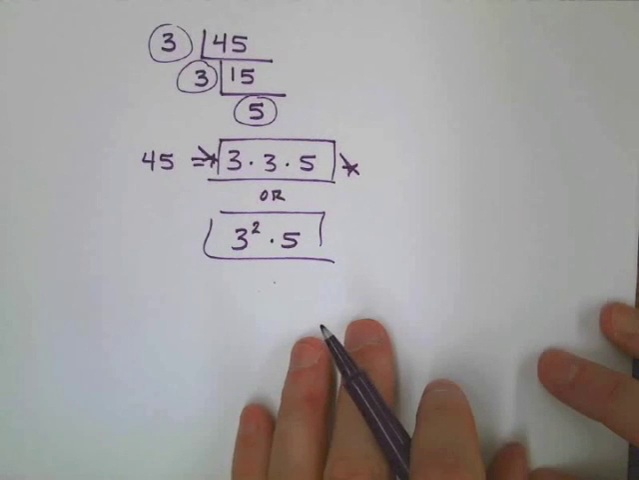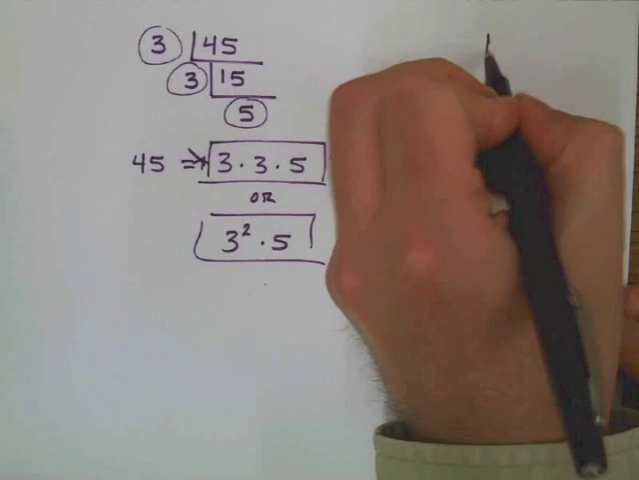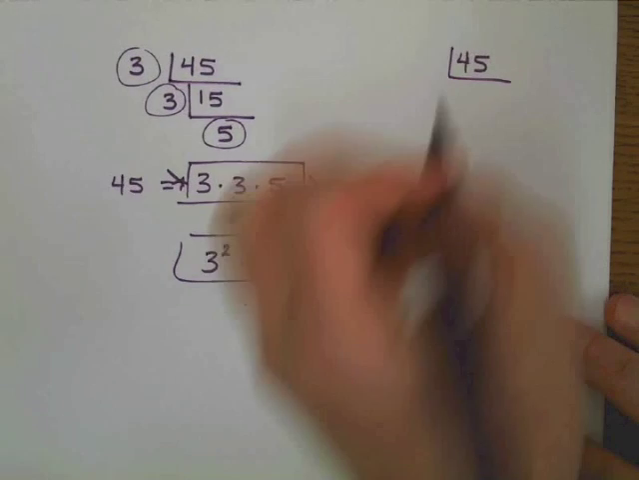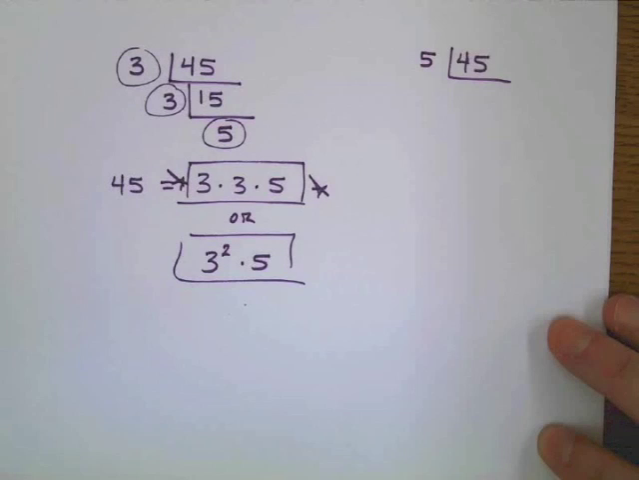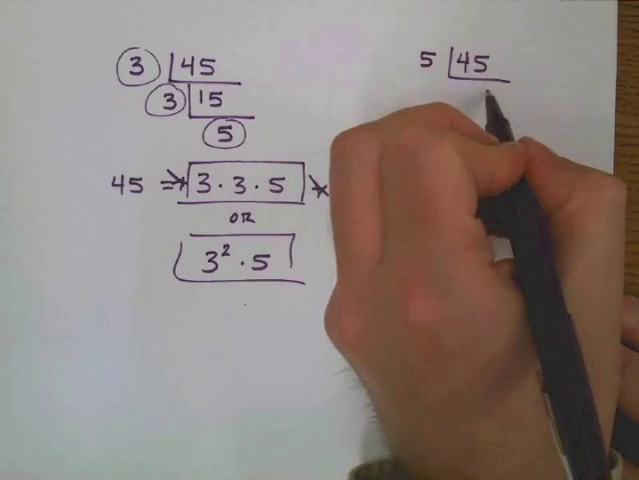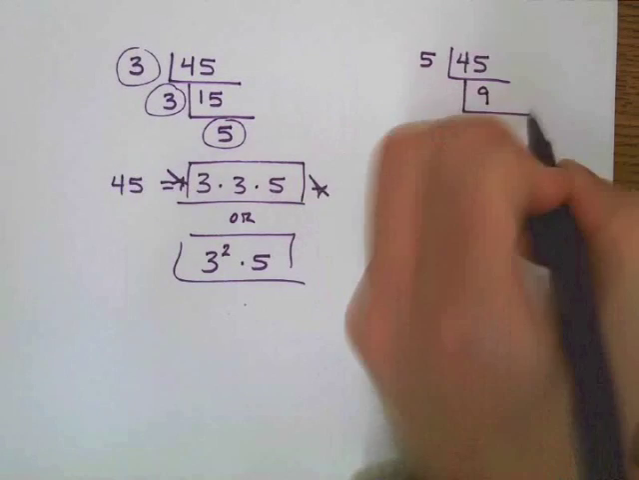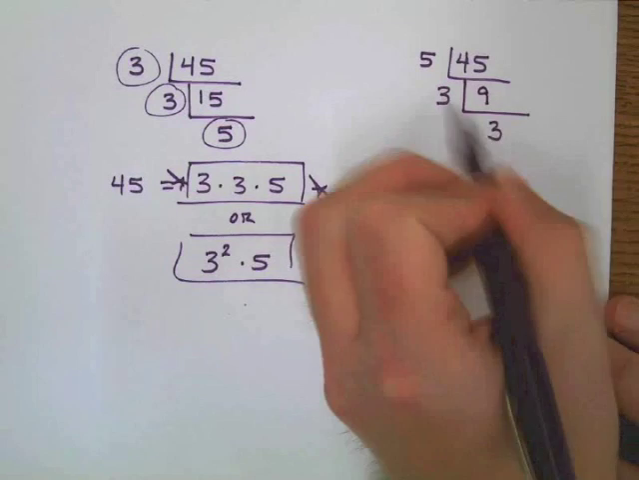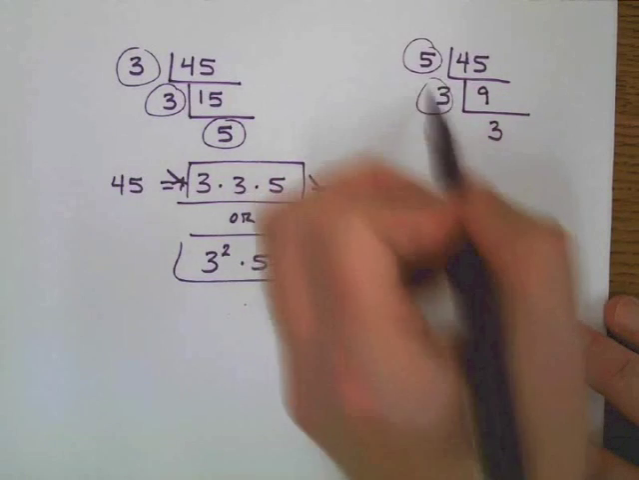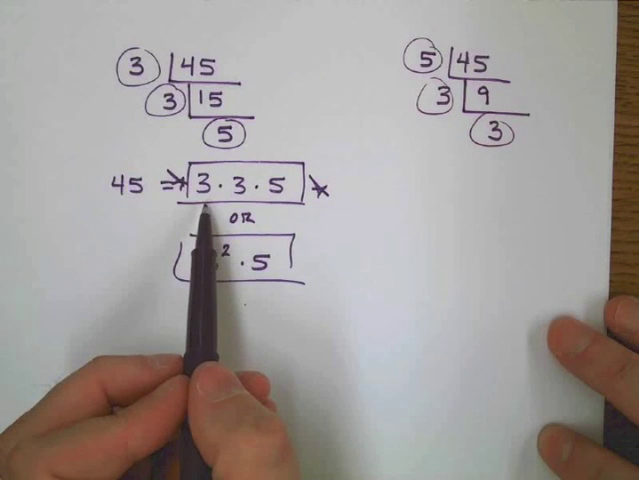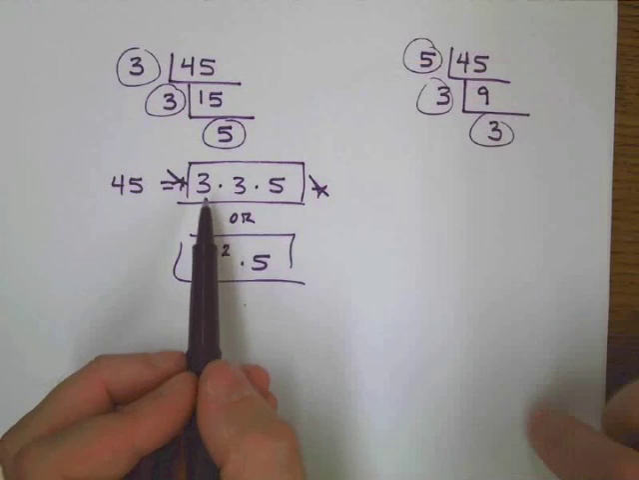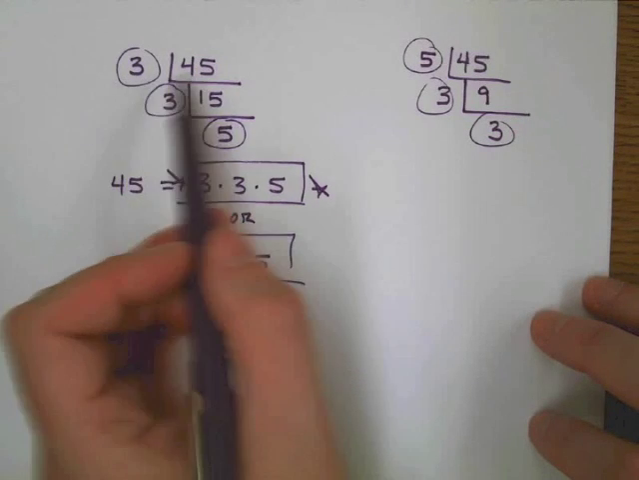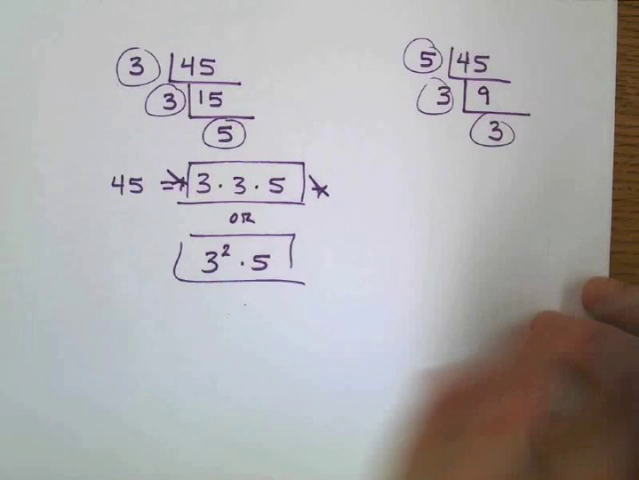Now I could show this another way. Let's say I was doing 45, but instead of pulling out a 3 as the factor first, I start with 5. And if I do that, I'm left with 9. 9 times 5 is 45. Well, a factor of 9 would be 3, and 3 times 3 is 9. So 5 times 3 times 3, which works out to be the same. 3, 3, and 5. So it doesn't matter which factor you start with, but you want to get it all down to nothing but prime numbers.